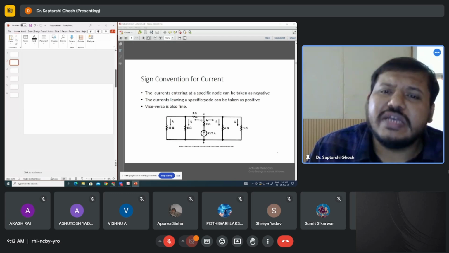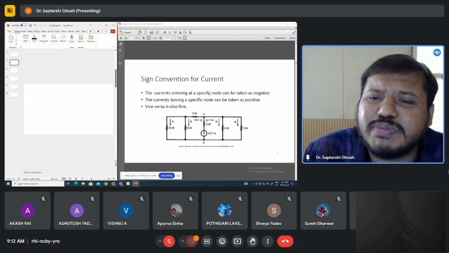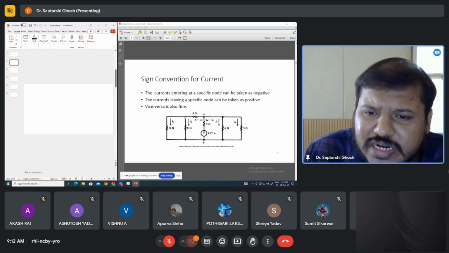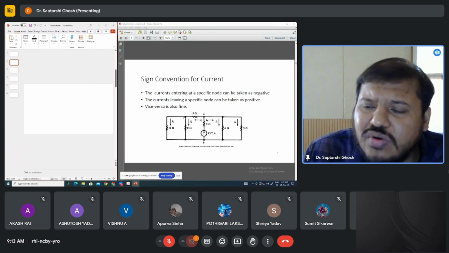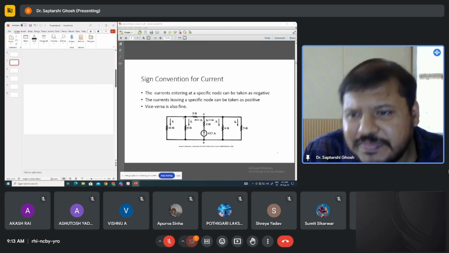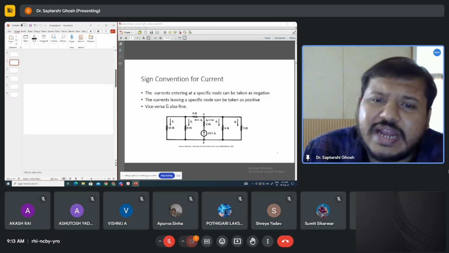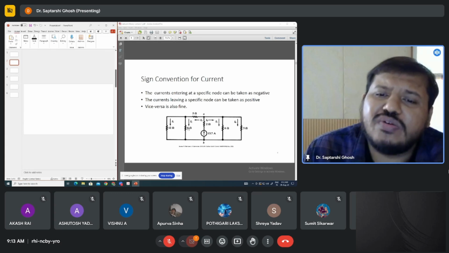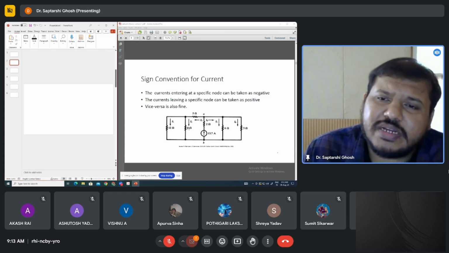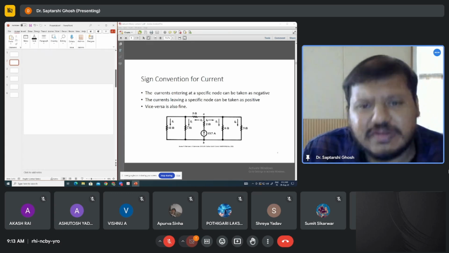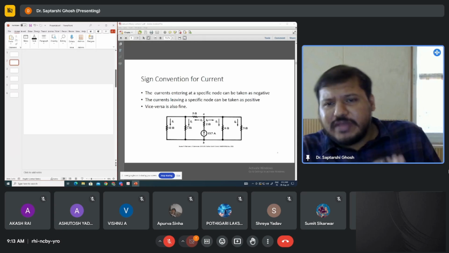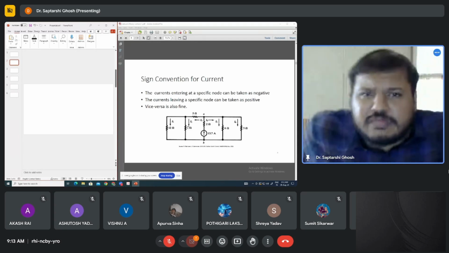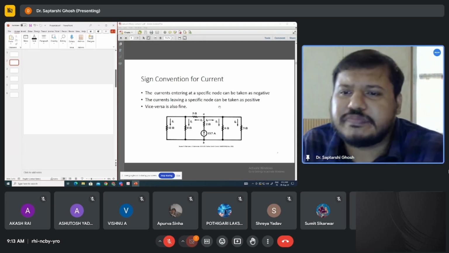Here, the current entering a specific node, again a node is the interconnection of two or more elements, this is a node. When a current is entering a particular node, that is taken as negative current, the sign is negative. And if the current is leaving a particular node, that means it is taken as positive. Vice versa is also fine, but again, whatever convention you follow, you have to follow throughout the solution of a particular problem.